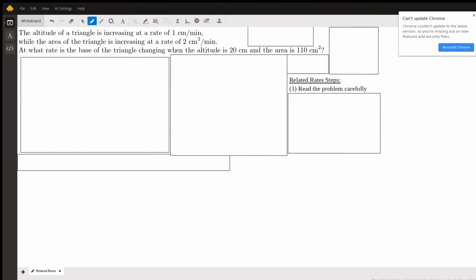Okay, let's solve a related rates problem. I recommend the following 7-step process for approaching any related rates problem. Step 1 is to read the problem carefully.